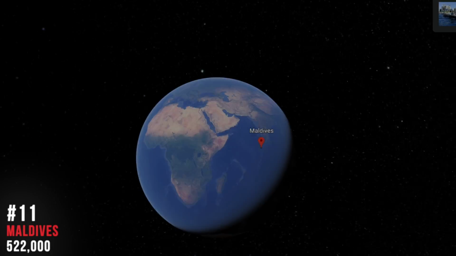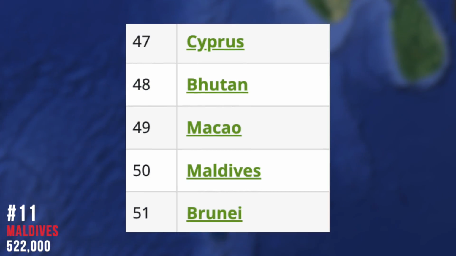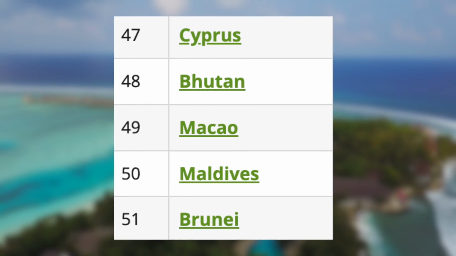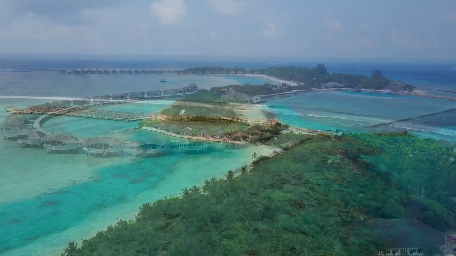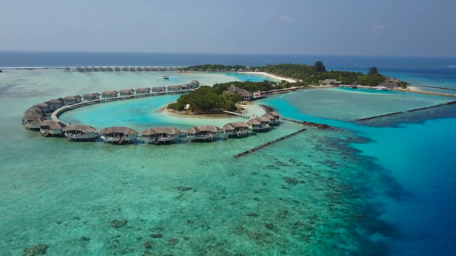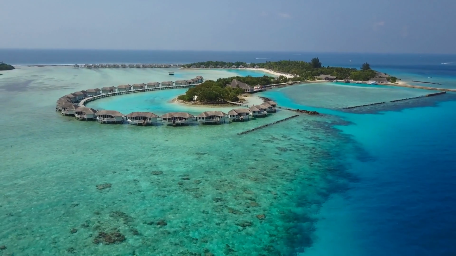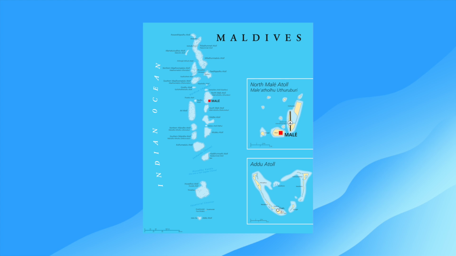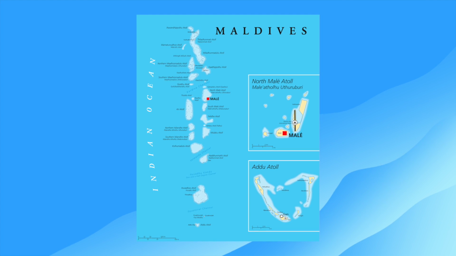Number 11. Maldives, 522,000. The Maldives is the second least populated country in Asia and the 172nd most populated country in the world. The Maldives is known for being literal heaven on earth. It is located around 750 kilometers from the Asian continent's mainland. As the Maldives is made up of many individual islands, the equator runs through the territory that it owns.